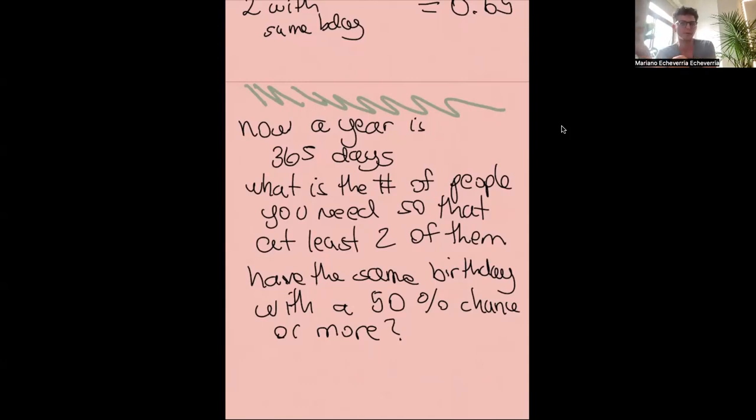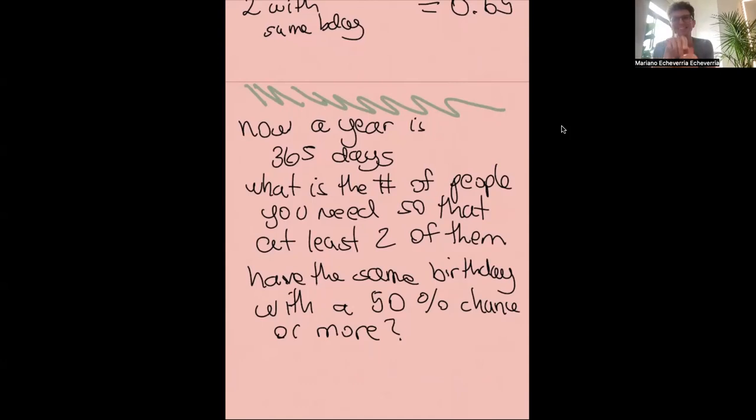Because if you divide 7 by 2, that gives you 3.5. You cannot have 3.5 people, so you round it up and get 4. So at least in the case of a week, that seems like a good guess, right? Does everyone think that should be the answer?